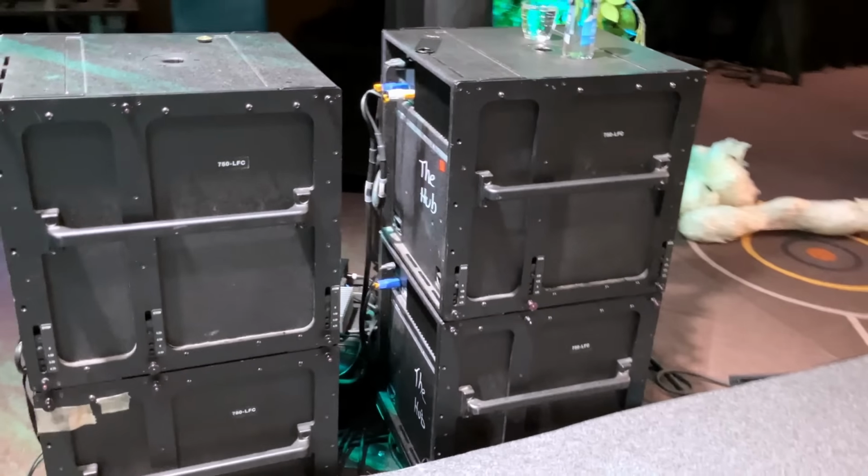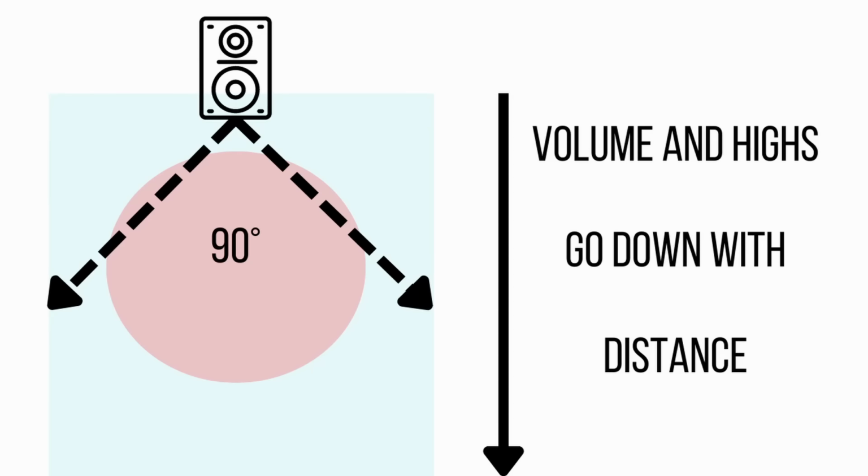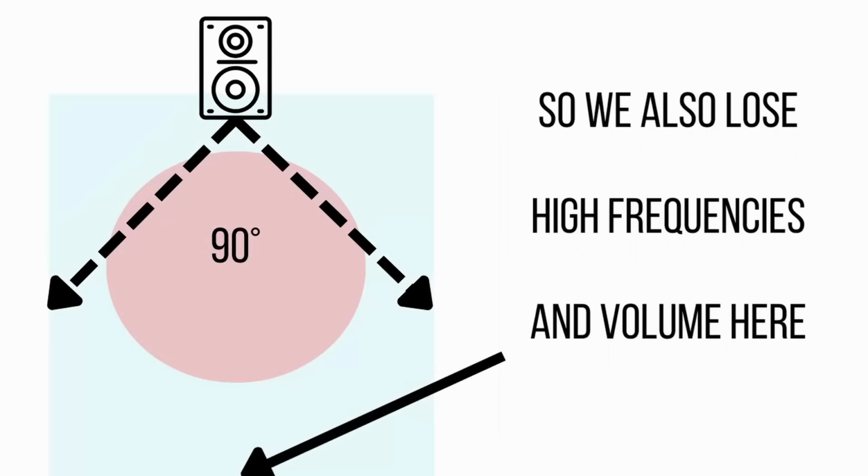Now we know this intuitively, right? If you stand behind a speaker, obviously it is 1, quieter, but 2, very bassy and not very clear. That's because you are not obviously in the coverage angle of the speaker. As you move further and further away from the speaker, you're actually going to lose not just volume, but you're going to disproportionately lose high frequency as well, right?